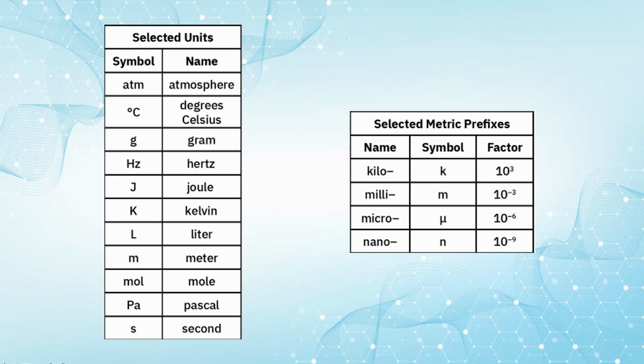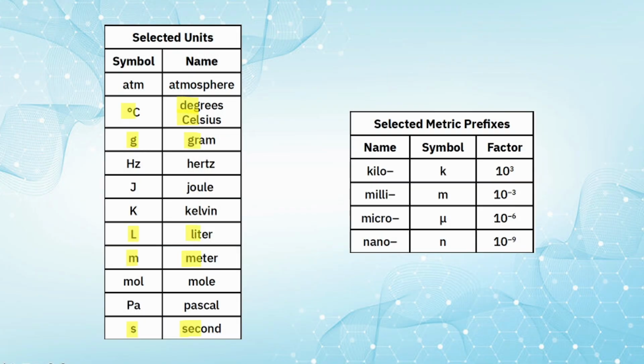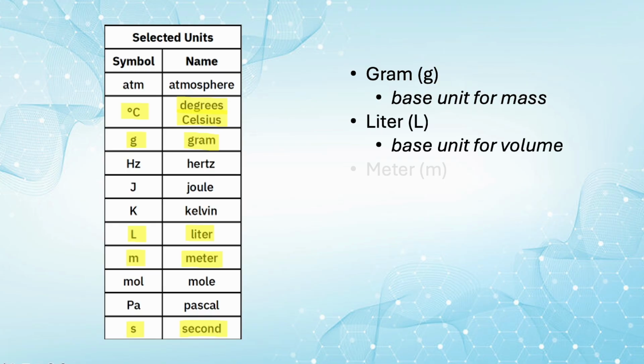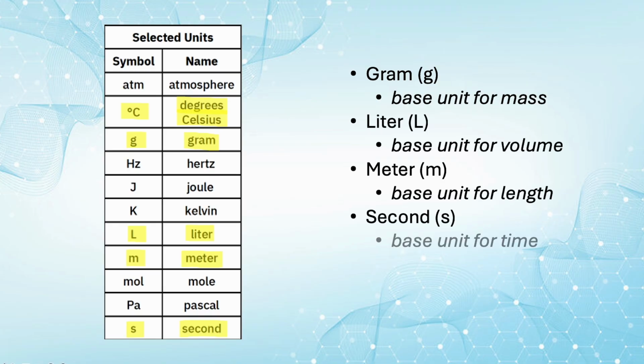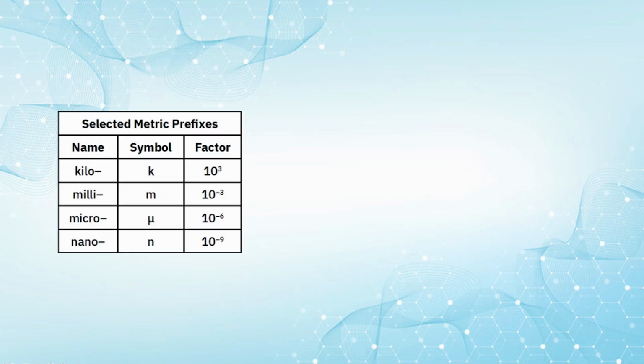The table labeled selected units has a list of units and the shortened symbol of each of them. The table doesn't, however, show you the purpose of each. Throughout this course, we will learn and understand each of them one by one. The only units I want you to understand for now are the gram, liter, meter, second, and Celsius. The gram is the unit for mass, the liter is the unit for volume, and the meter is the unit for length. Second is the unit for time, and Celsius is the unit for temperature. The other table, labeled selected metric prefixes, has a list of four commonly used prefixes and the factor they identify.